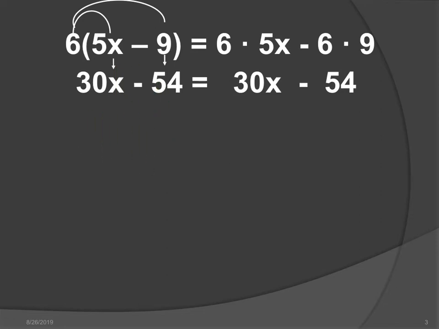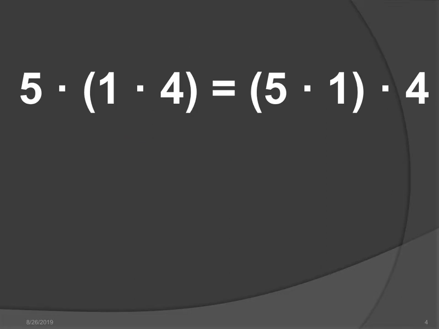Well, the property that you used right there was the distributive property, okay? Because you took that 6 and you distributed it to the parentheses of 5x minus 9, all right? So the first one was your distributive property.